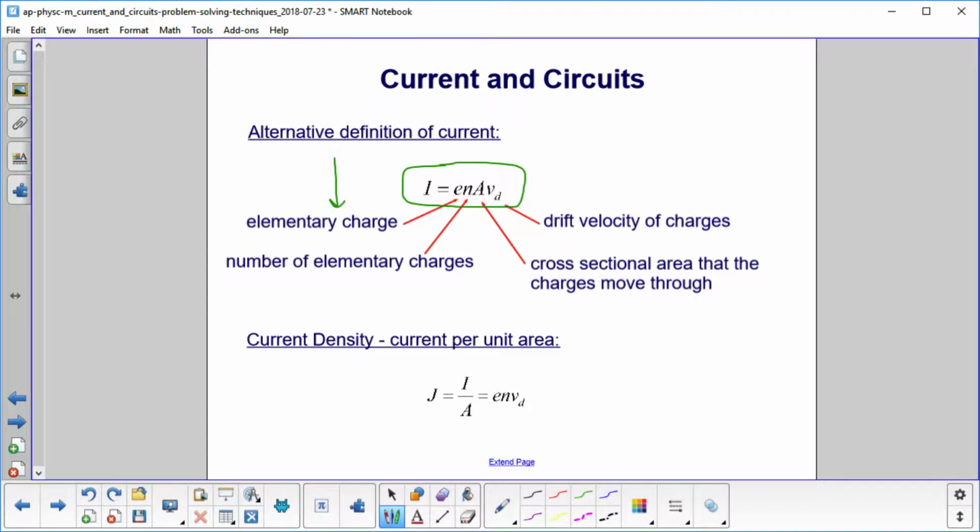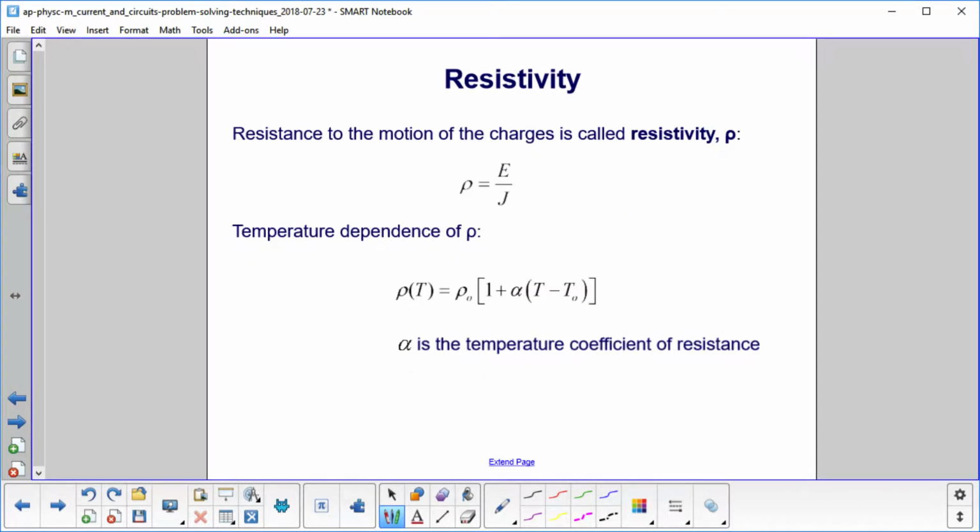Another definition of current was derived, where current is equal to n, the number of charges, times the elementary charge, which is 1.6 times 10 to the minus 19th coulombs, times A, the cross-sectional area that the charges move through, times v sub D, the drift velocity of the charges, which is much slower than the speed of the electric field propagation. Then we have current density, which is just current per unit area, so that's n e v sub D. The resistance to the motion of the charges is called resistivity, ρ.